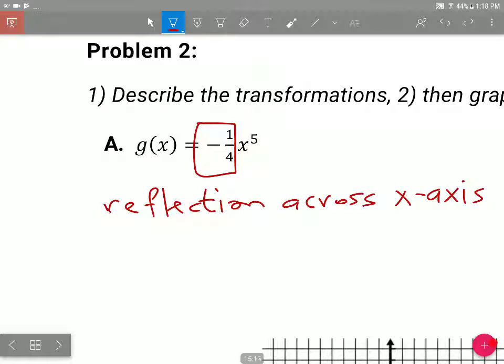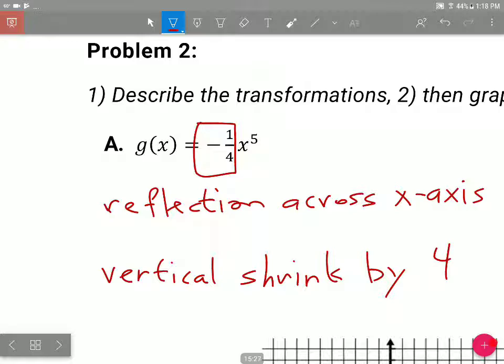And a vertical shrink by, and you can say 1/4 or you can say by 4. Because if I'm shrinking by 4, do you really think I'm multiplying by 4? No, it just makes no sense. So you could say by 1/4. To say shrink by 4 or shrink by 1/4 semantically means the same thing. Okay?